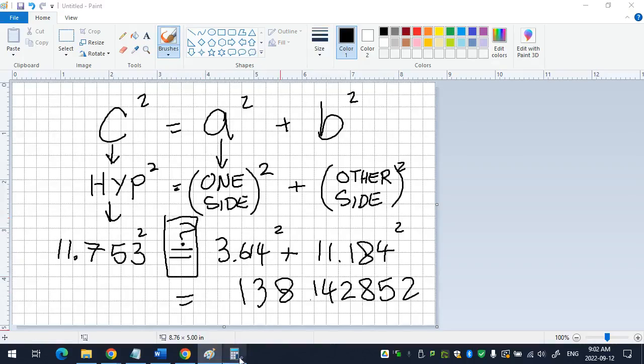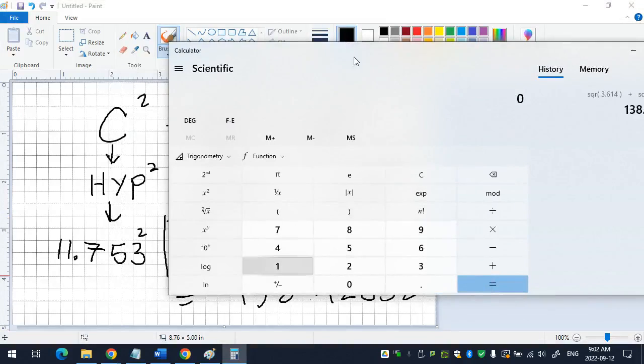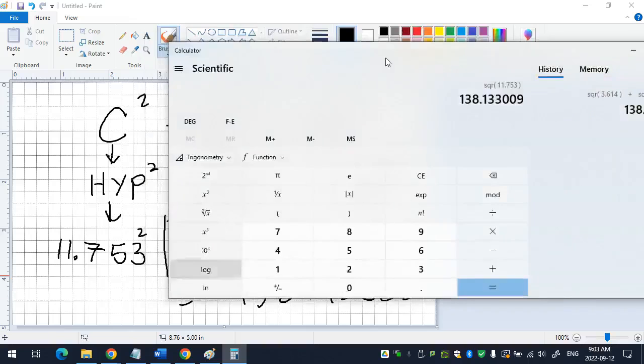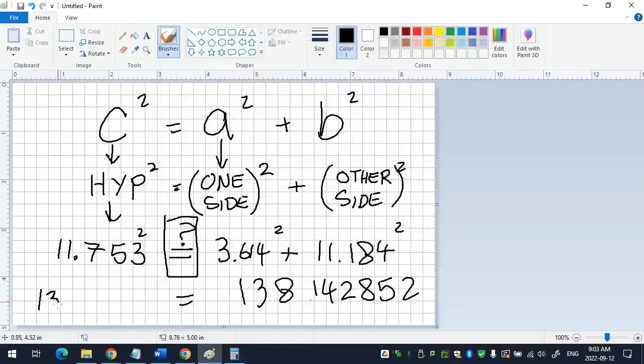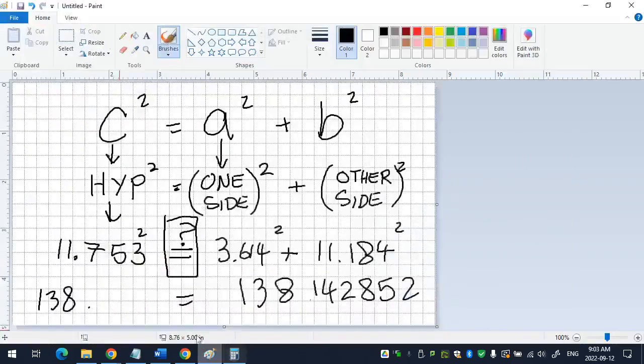Okay. All right. Let's see here. I need to square. Clear. 11.753. We're ready? 3, 2, 1, go. Not quite. What did we get? Hold on. 138 point, sorry, 133.0009, I believe. That's my point. Is it close enough?